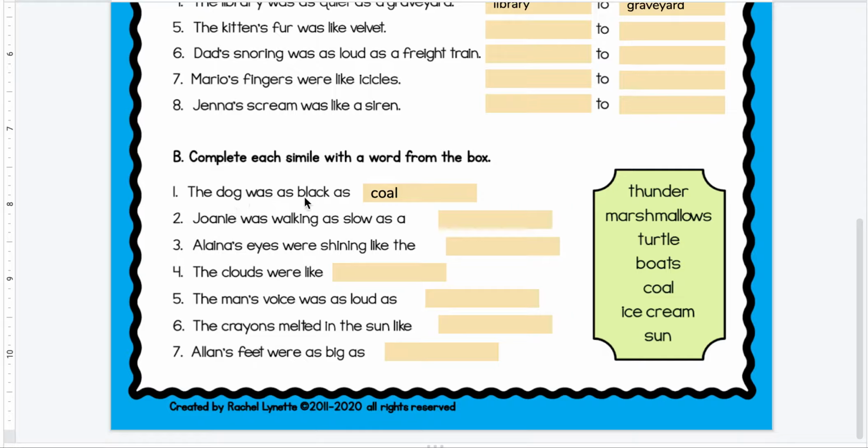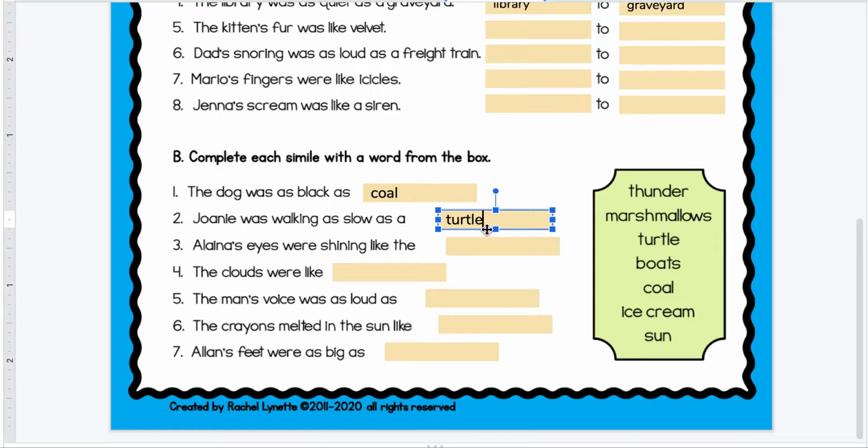Let's look at number 2. Joni was walking as slow as a, I'm going to compare Joni to one of these words here. And it's because she's walking slow. So what other item in this list walks really slow? Thunder, no. Marshmallows, they don't walk. Turtles, do turtles walk slow? Yes, we know lots about turtles. They're typically characterized for being slow. So Joni was walking as slow as a turtle.